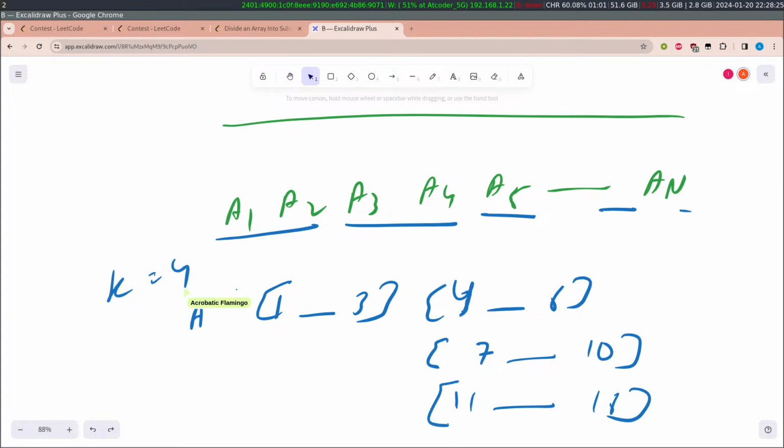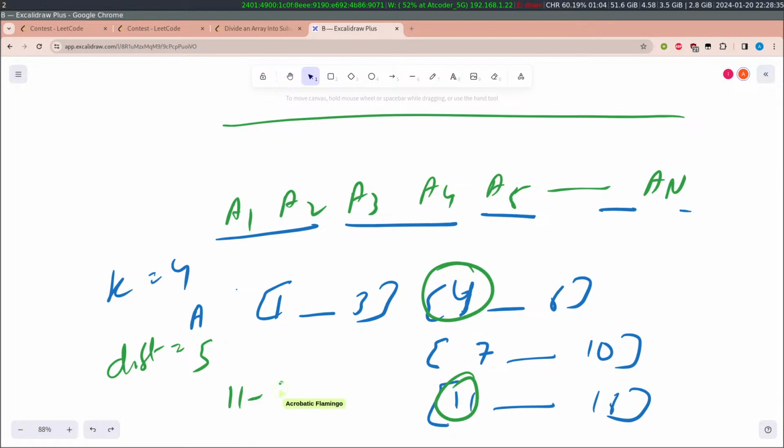So we have to divide it like this. And let's say distance is 5. Then the second starting index is 4, and the kth starting index is 11. Then 11 minus 4 is 7, which is greater than 5. So this is not a valid way.